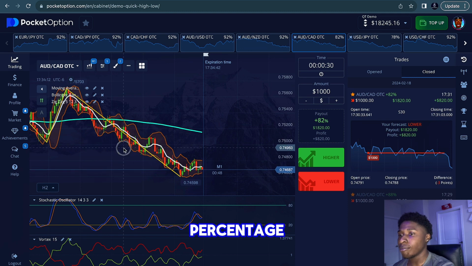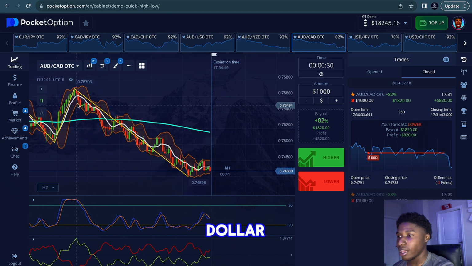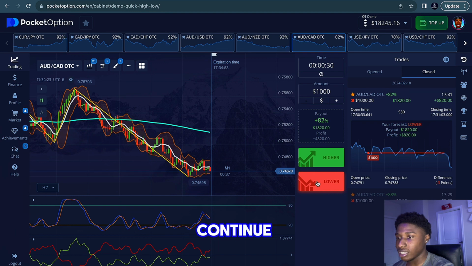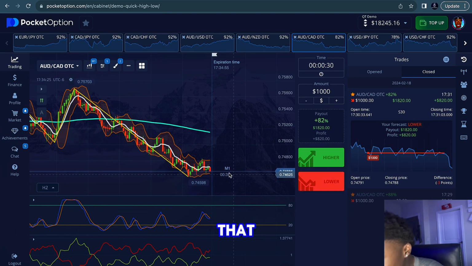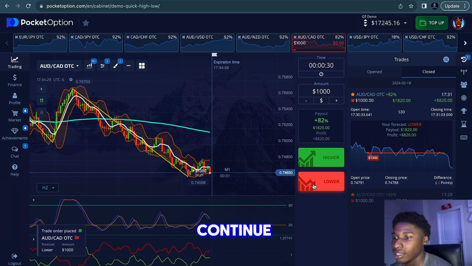But this 82% AUD/CAD, the Australian dollar and the Canadian dollar, you can see that this chart is going straight down. And I think I want to continue to go with the trend. I do see that the stochastic is starting to curve out, but I do believe it's going to continue to go with the trend.